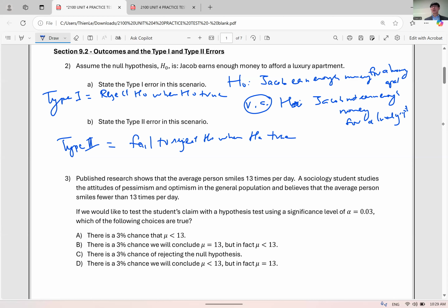So basically, say in fact he cannot earn enough money to afford a luxury apartment, but you fail to reject H naught. Your data conclude that you fail to reject, which means you cannot reject, and you basically just say he earned enough money, and you support H naught. So in fact he did not earn enough money for a luxury apartment, but your data suggests that he earned enough money, which means you fail to reject the H naught. This is just type 2 error.